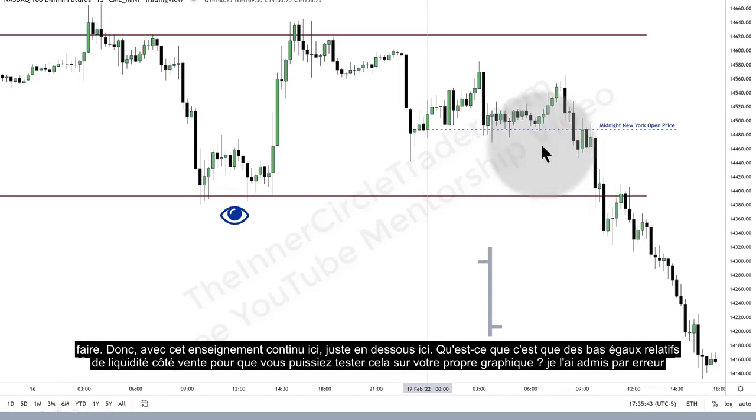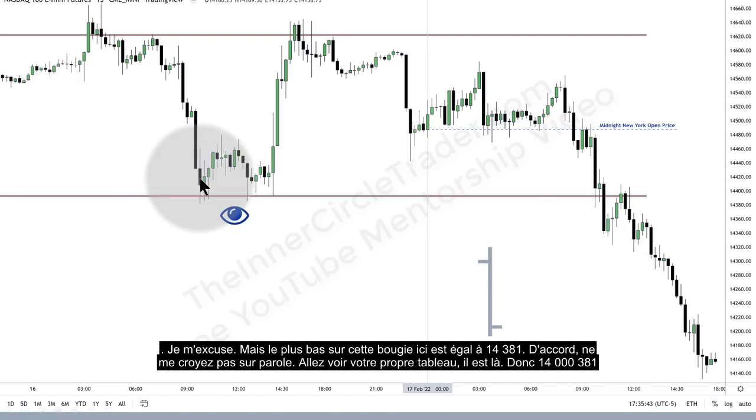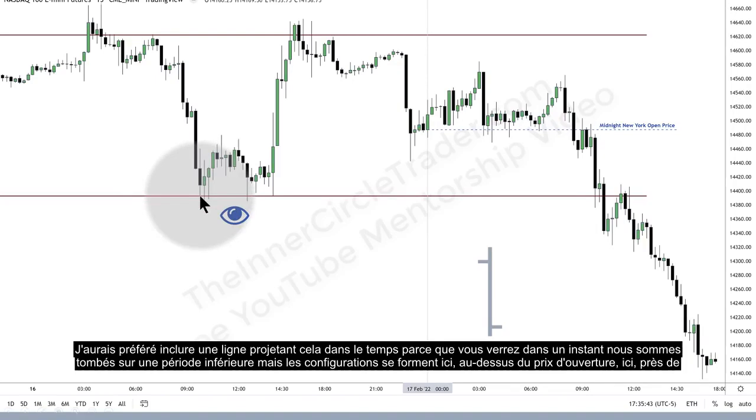So with this continued teaching here, right below here, what's that? That's sell side liquidity. Relative equal lows. So you can test this on your own chart. I omitted it by mistake. I apologize. But the low on this candle here is 14,381 even. Okay. Don't take my word for it. Go look at your own chart. It's there. So 14,381. I would have preferred to include a line projecting that out in time, because you'll see in a moment when we drop down to the lower time frame.